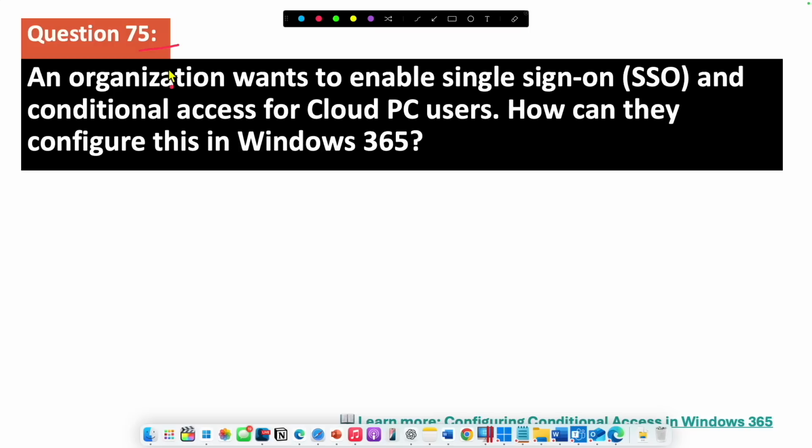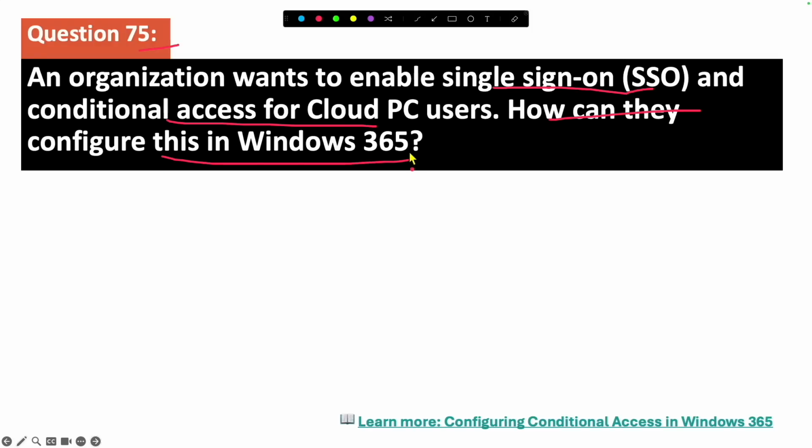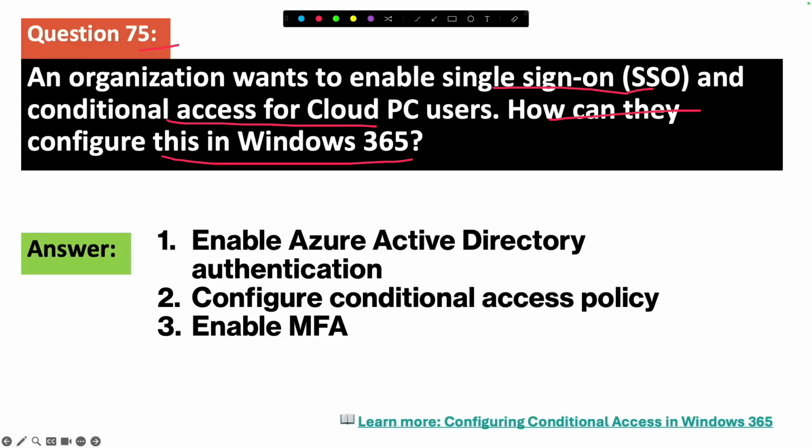Question number 75. An organization wants to enable single sign-on and conditional access for the cloud PCs. How can they configure this on Windows 365? Let me populate the pointers to help you understand. First and foremost, if you want to enable single sign-on, you can enable that in the Azure Active Directory authentication. This enables single sign-on access, or you can go to the Intune portal as well. That will allow you to enable single sign-on.